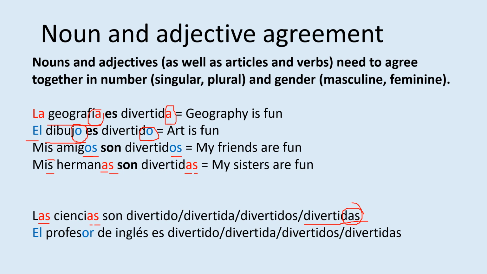Let's see another example together. El profesor de inglés es, what do you choose? Divertido, divertida, divertidos, o divertidas? 3 seconds. And the answer is divertido, porque el profesor is singular and masculine. I'm just talking about one teacher, and it's not a woman, it's a man. So, divertido says that I'm talking about a male, and that is just one.